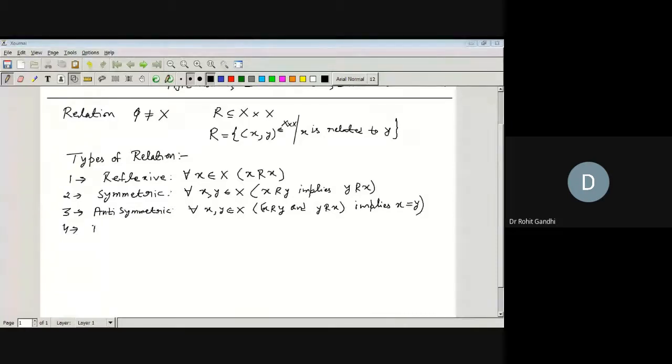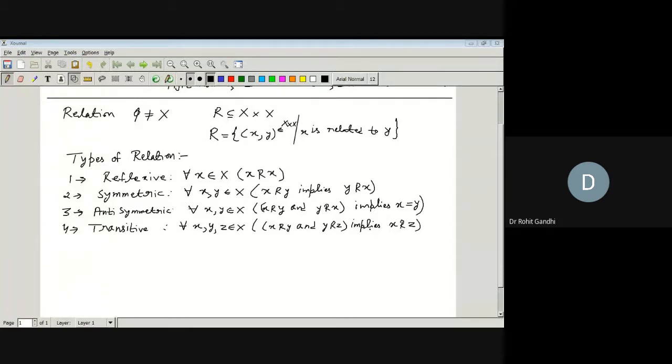The fourth one is transitive. We say that a relation is transitive when we take three elements: if x is related with y and y is related with z implies x is related with z, then we say that our relation is transitive.